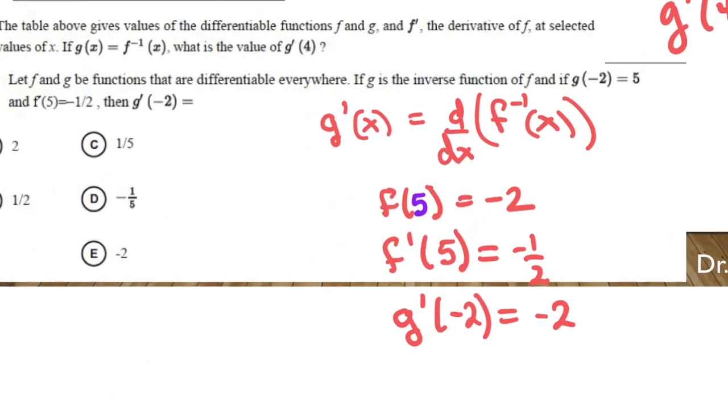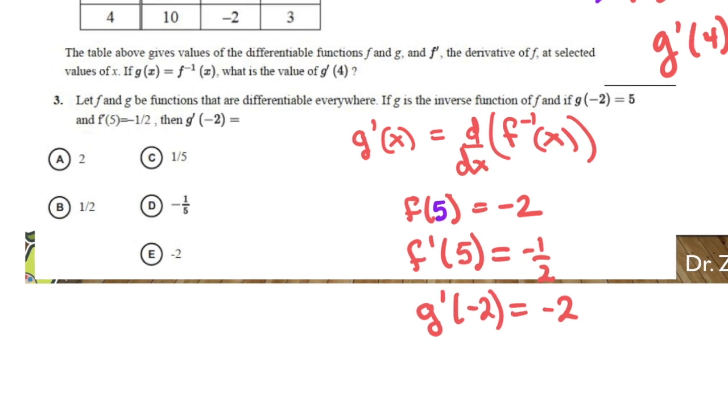For question 3, we follow the same process. We know that we are looking for f inverse derivative at negative 2. We find that f at 5 is negative 2. The derivative at 5 is negative 1/2. So the solution we seek is g prime of negative 2 is negative 2.